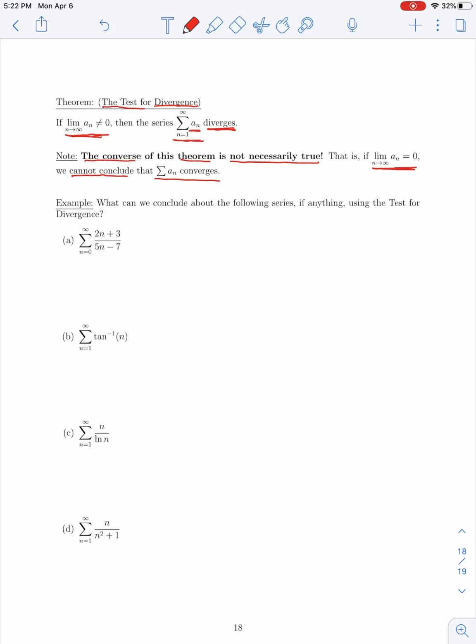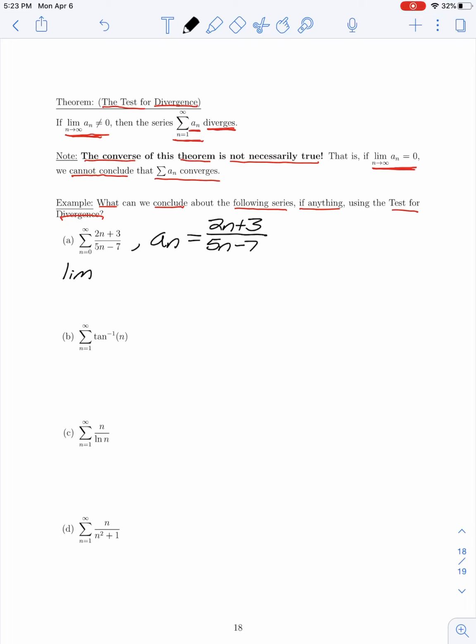So let's look at some examples applying this test for divergence. Here we are asked, what can we conclude about the following series, if anything, applying this test for divergence? In our first example, part A, we have the sum from 0 to infinity of the ratio 2n plus 3 over 5n minus 7. So here, the general term, a sub n, is given by 2n plus 3 over 5n minus 7.